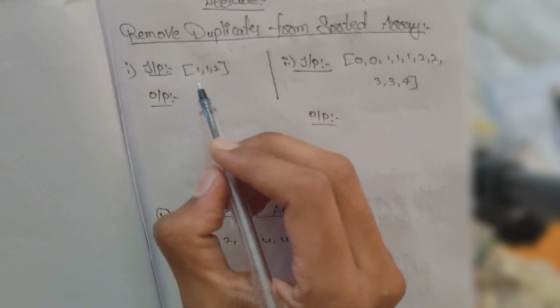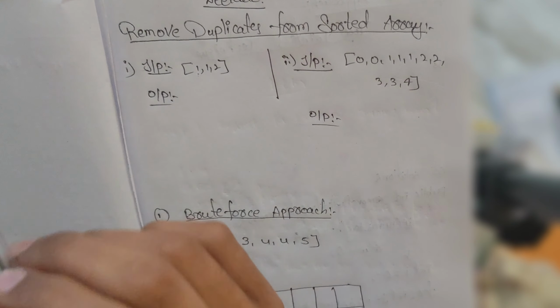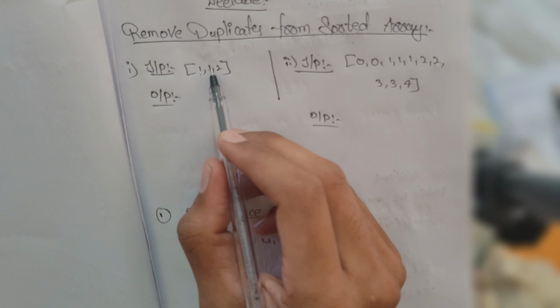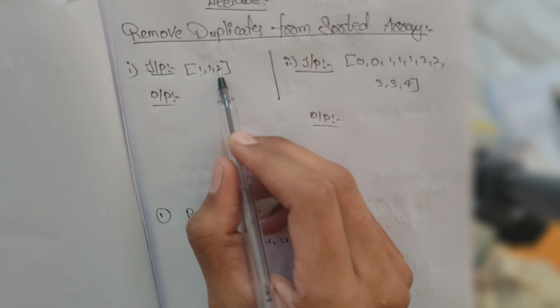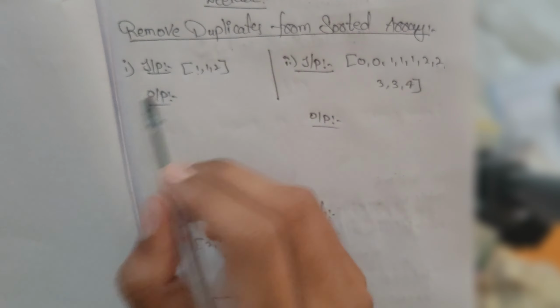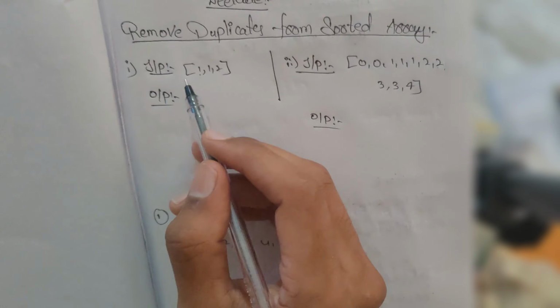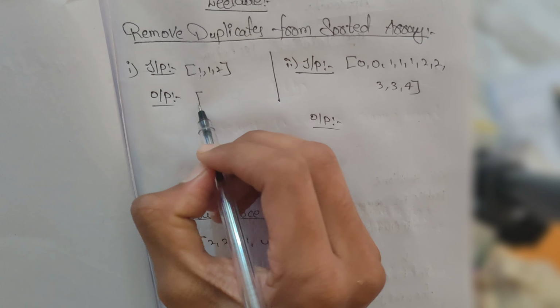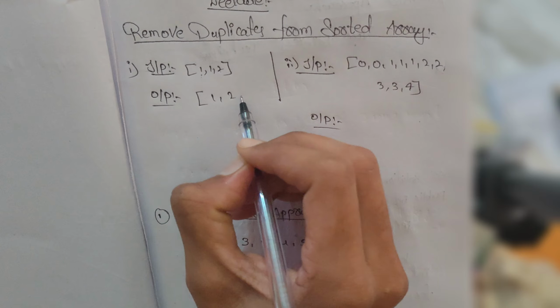This is one input array. In this input array there are three elements, and one is repeated two times. I mean, one is duplicated one time, and two is a unique element which appears only once. What we have to do here is remove the other duplicate of one. After removing it, the output of this array should look like this, isn't it?